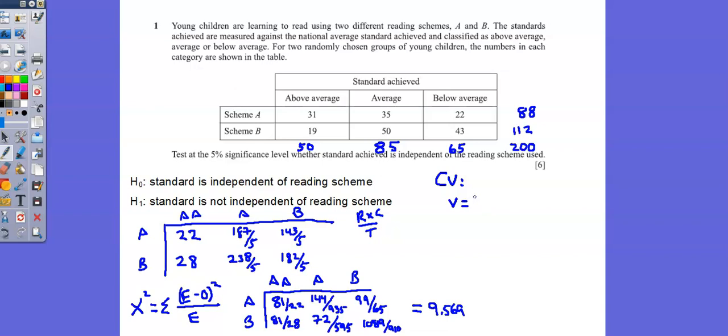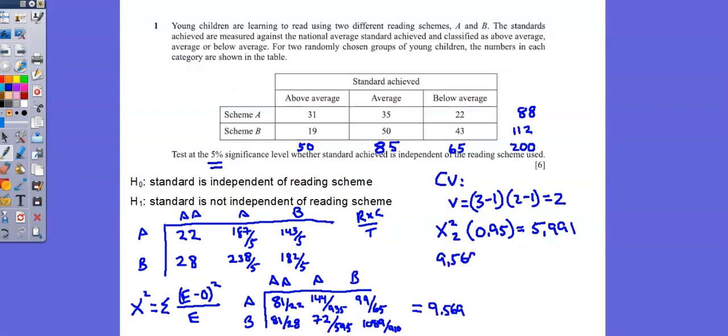I have columns minus 1, 3 minus 1, times rows minus 1, 2 minus 1, equals 2. Problem requires a 5% significance level, so I want to look up the critical value for chi-squared using degrees of freedom of 2 at 0.95, and that value is 5.991.